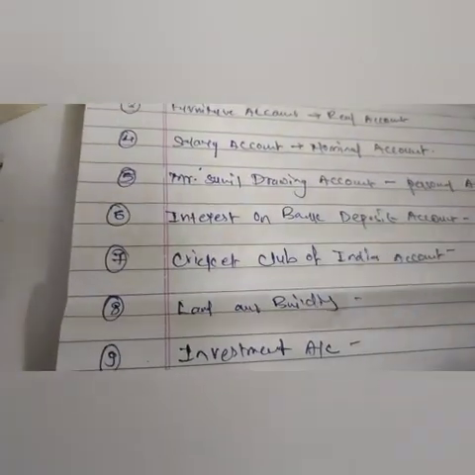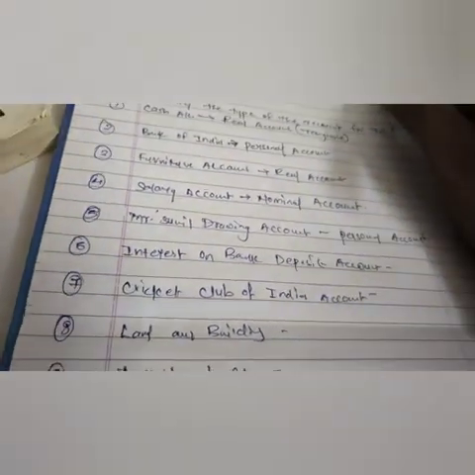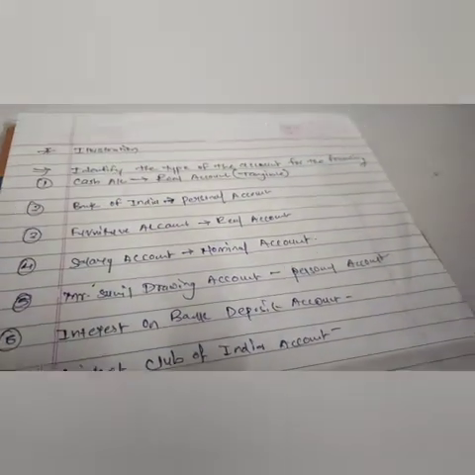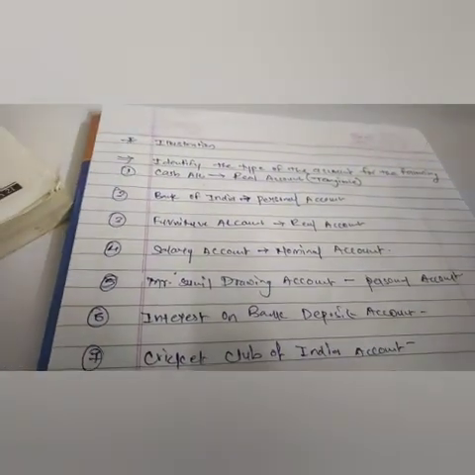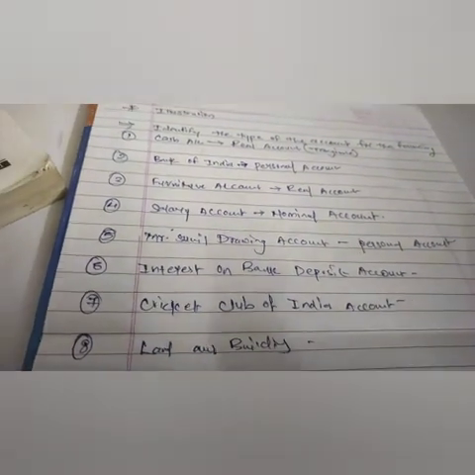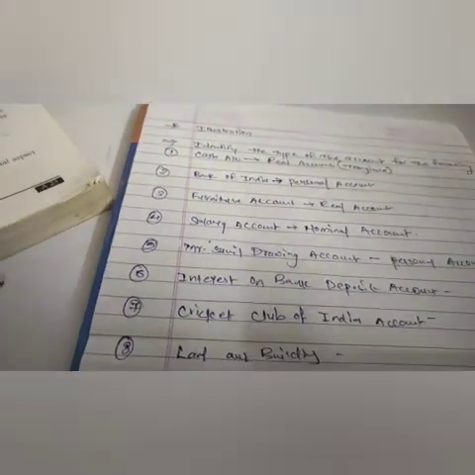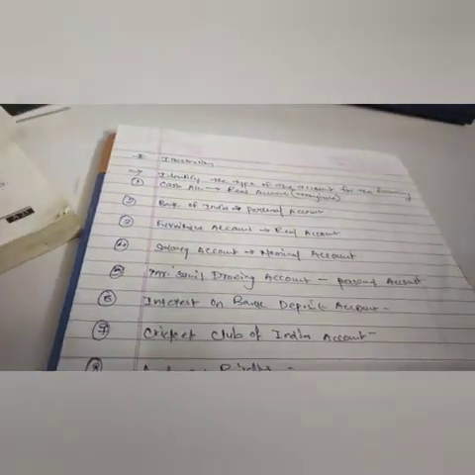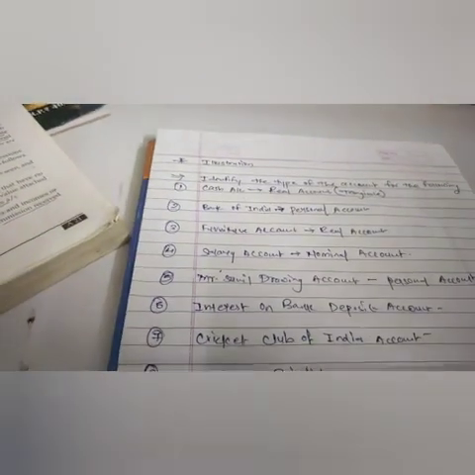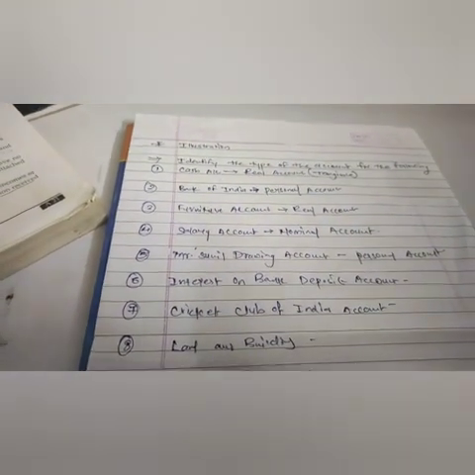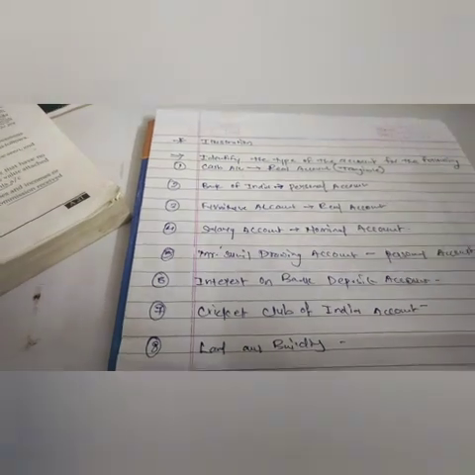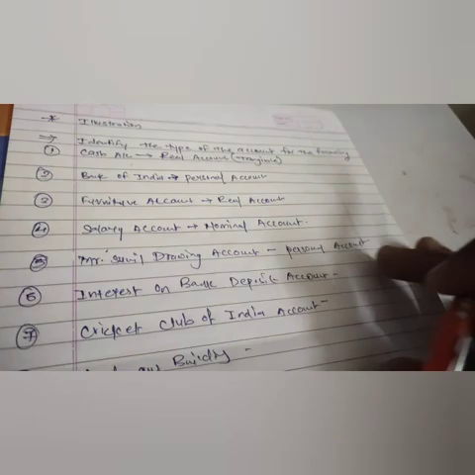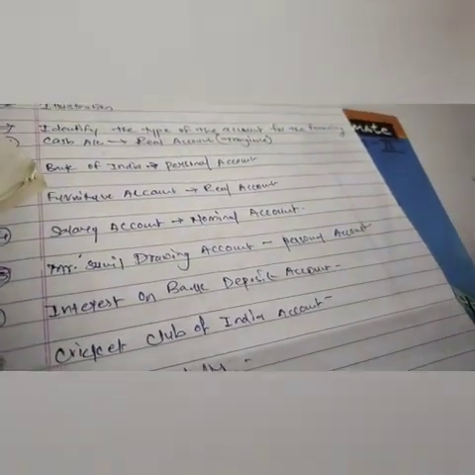The sixth one is interest on the bank deposit account. Which rules can we apply here, whether it comes under the personal account, the real account, or the nominal account? The interest on the bank deposit account, whether it comes as a personal account, no. Then real account, is it tangible or intangible, no. Then it comes under the nominal account. So here we are writing interest on bank account is a nominal account.